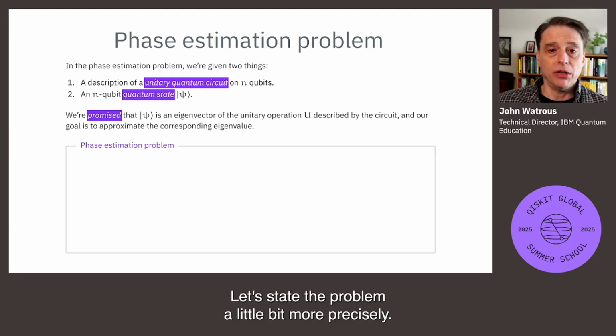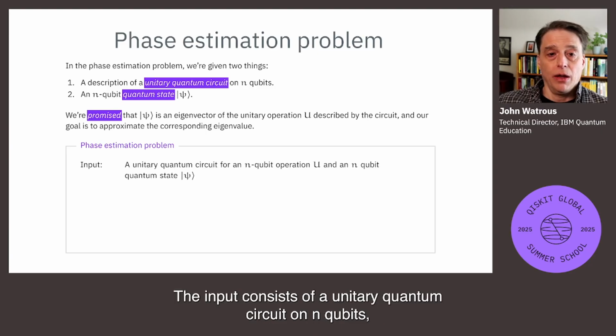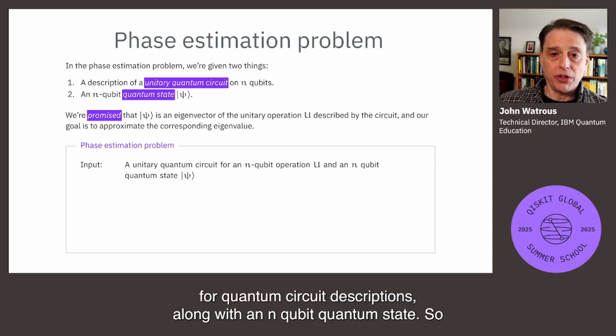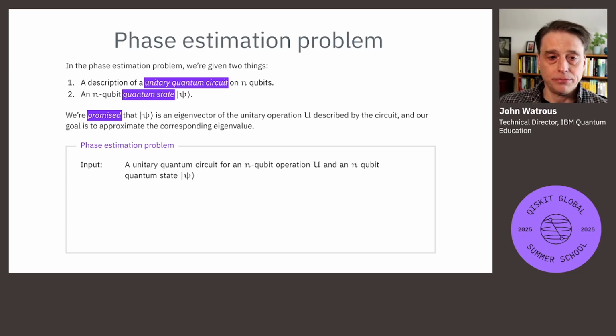Let's state the problem a little bit more precisely. The input consists of a unitary quantum circuit on n qubits, which can be encoded as a string of bits using whatever method you choose for quantum circuit descriptions, along with an n-qubit quantum state psi.